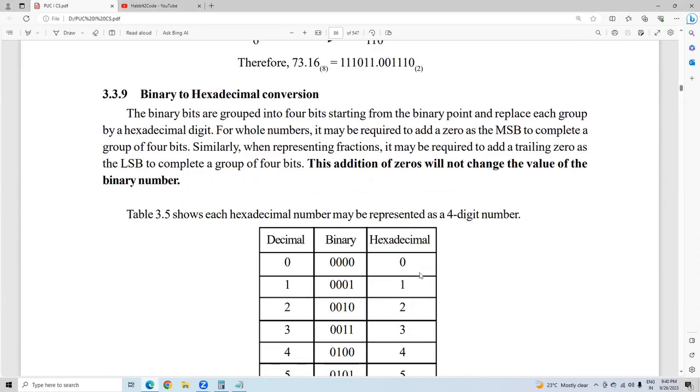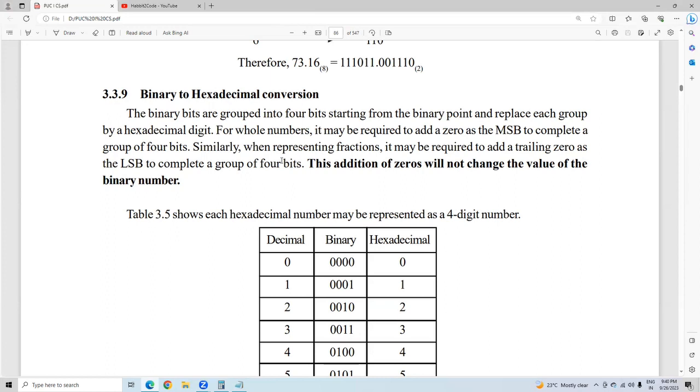Now it is binary to hexadecimal, then hexadecimal to binary. First, let us see binary to hexadecimal. Here the binary bits are grouped into 4 bits, starting from the binary point, and each group is replaced by a hexadecimal digit. For whole numbers, it may be required to add a 0 as the MSB to complete the group of 4 bits.